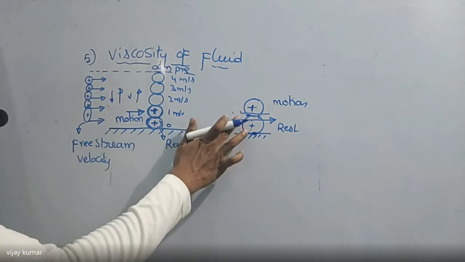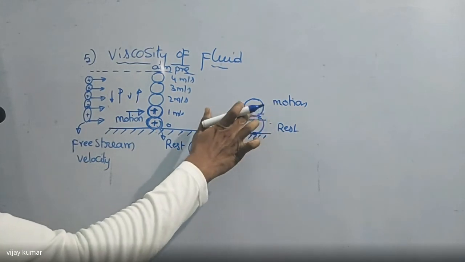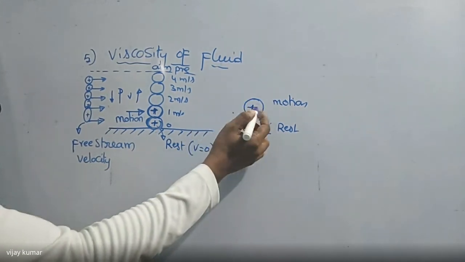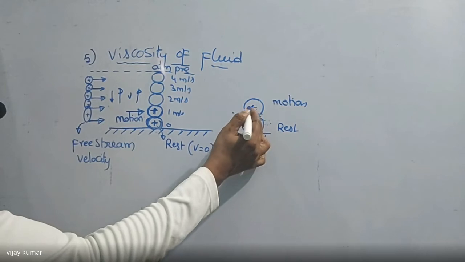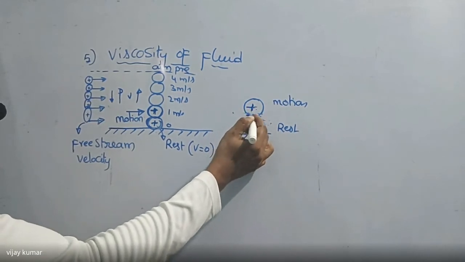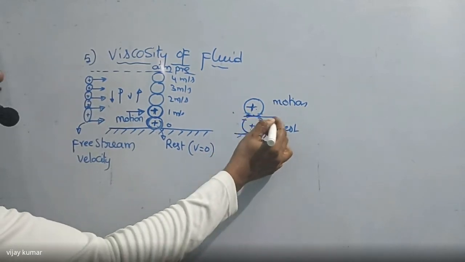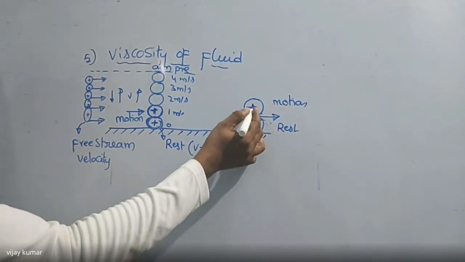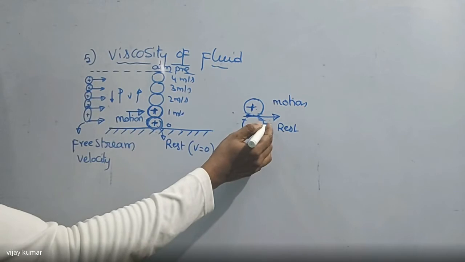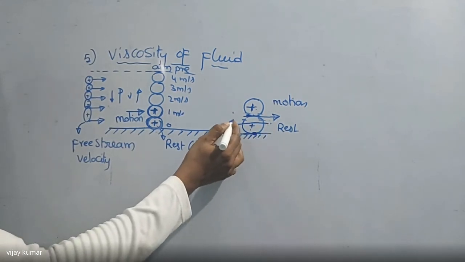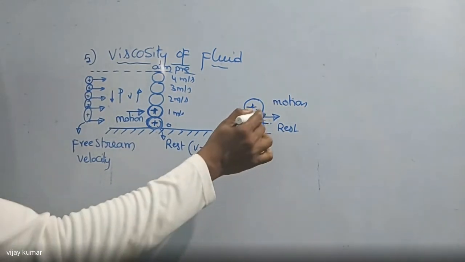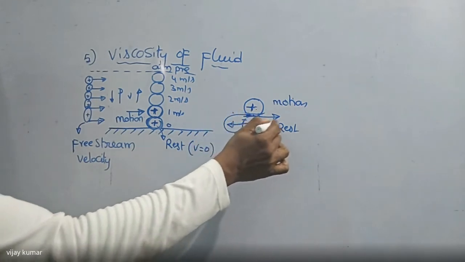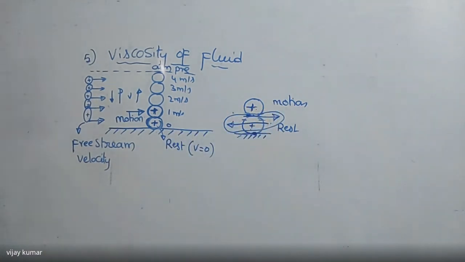So simply we can write very easily. Listen carefully. This particle applies a force on this particle in this direction. At the same time, this particle applies a force on this particle in which direction? In the opposite direction. So both have equal magnitude and their directions are opposite to each other. Such a type of force is named shear force.